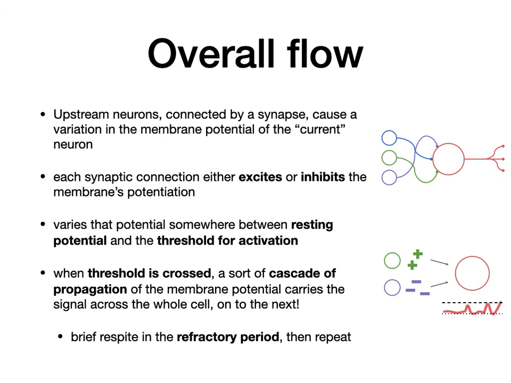It's all about the pumps, right? So what that does is it varies the potential somewhere between the resting potential and the threshold for the cascade we've talked about to happen, the activation. So when that threshold is crossed, when enough charge is built up inside of the cell, then this cascade of propagation happens where the membranes, each in turn next to each other, say, oh shoot, I'm going to charge. Oh shoot, I'm going to charge, right? And they carry it all the way down the end of the cell to the axon to send off to somebody else next time.